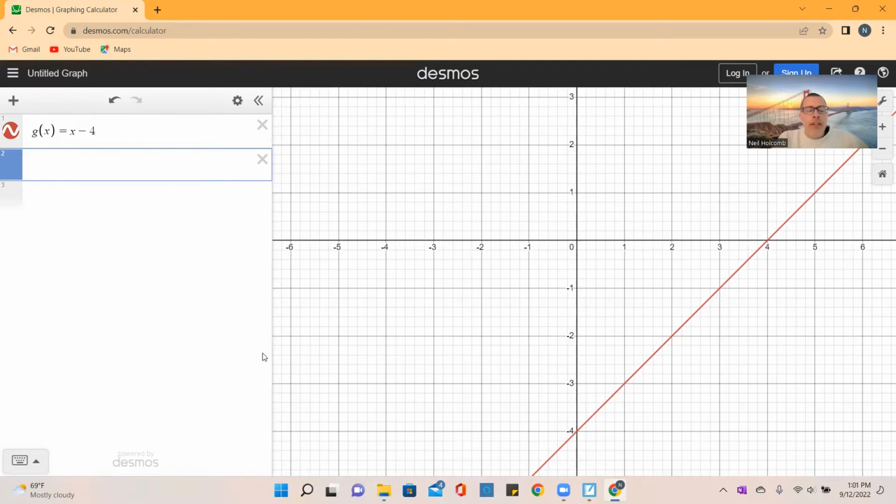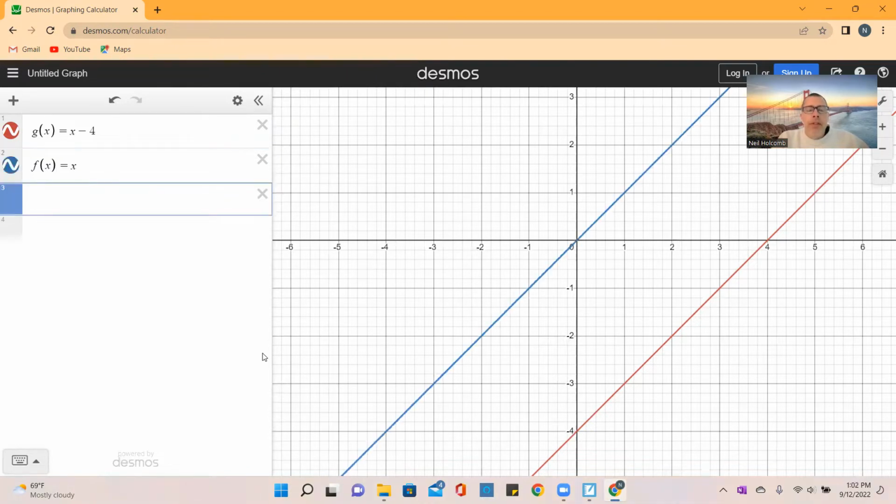So g of x, we're going to use, it's the parent function. I'll call it f of x for the parent. And it's just simply y-intercept 0, slope of 1. So the parent function in this case is the blue line, f of x equals x. And the red line, g of x equals x minus 4, is the translated function.